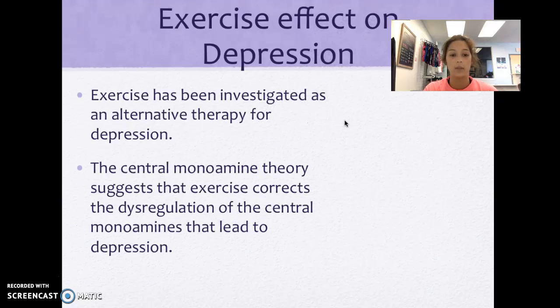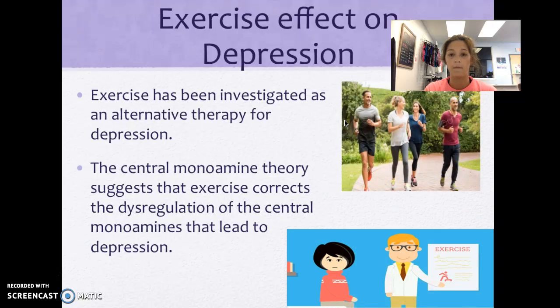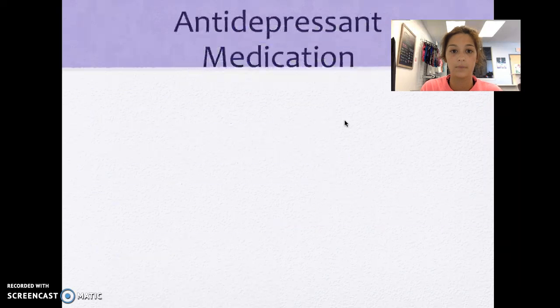The central monoamine theory suggests that exercise corrects the dysregulation of the central monoamines that lead to depression, which we discussed earlier as the three main hormones that affect depression. So the idea is that once you're exercising, you're getting your blood moving in more high impact ways, and this will move around the depletion of certain hormones.